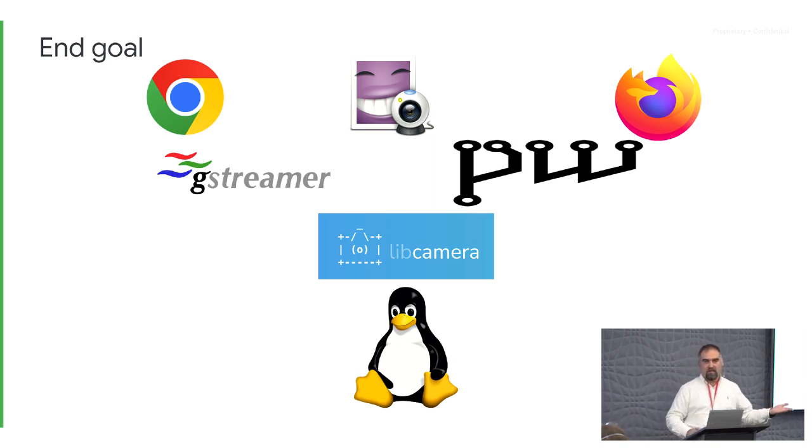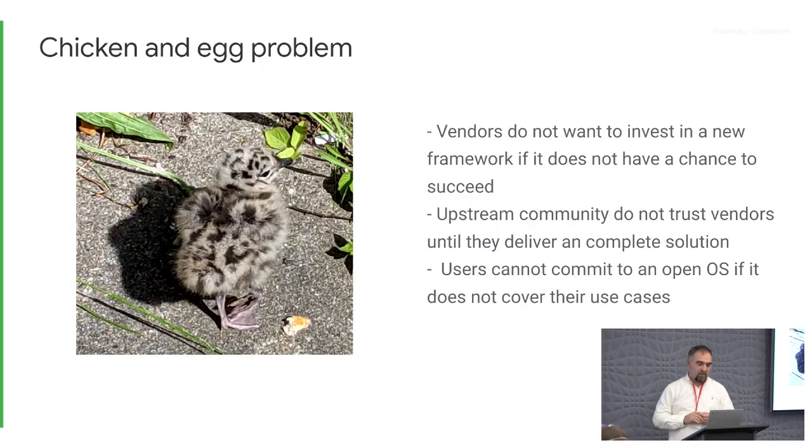We want KCAM, or ISP as we call it now, supported in the kernel. We want libcamera to support ISP. And then we want all the applications to be able to use the cameras through that stack. And that's the end goal, right? But we have a chicken and egg problem.